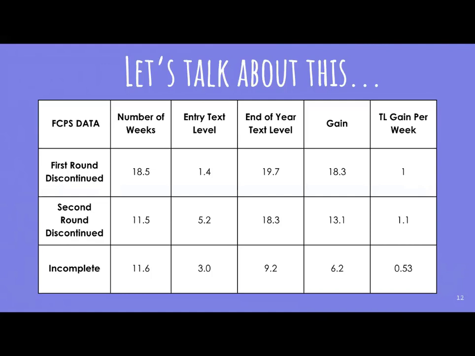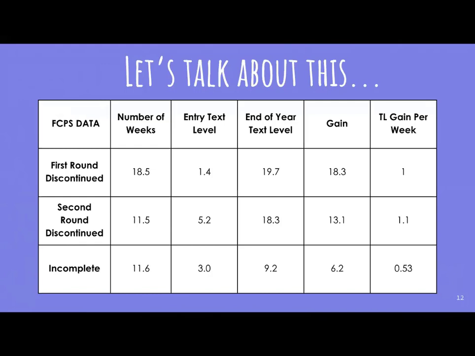It is weird. But anyway, what we actually found is that when we looked at our second round discontinued versus our incomplete kids, they're pretty much getting the same amount of weeks in program. And it's not on this chart, but one of my teachers in the opening meeting asked, is it possible that the second round discontinued kids are getting more lessons than the incomplete kids? Maybe there are more interruptions to the program. What I actually found is that the incomplete kids on average got more lessons than the second round discontinued kids as well. That wasn't the answer to our problem.